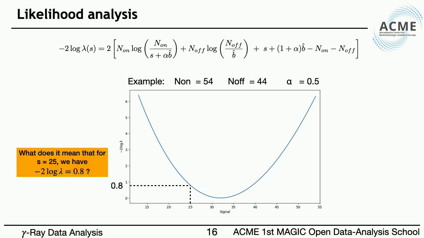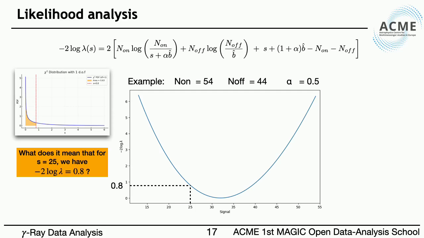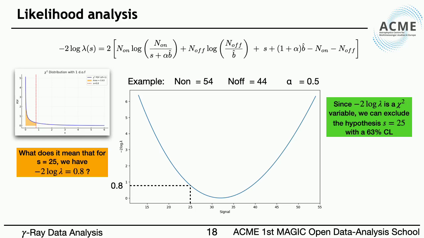Okay, let's take for instance s equal to 25, just an arbitrary number, for which we have -2 log lambda equal to 0.8. So how do we interpret this value? As shown in the right plot, a chi-square variable can take this value of 0.8 quite often. It's not so unexpected. In particular, values smaller than 0.8 can occur 62% of the times.